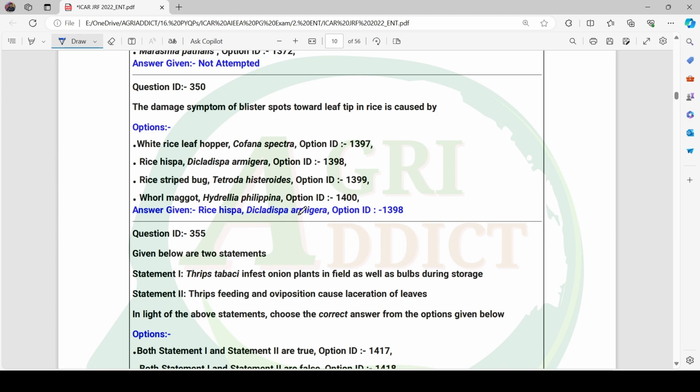The damage symptom of blister spots toward leaf tip in rice is caused by rice hispa. That is Dicladispa armigera. It's a very important question and very important damage symptom of hispa.